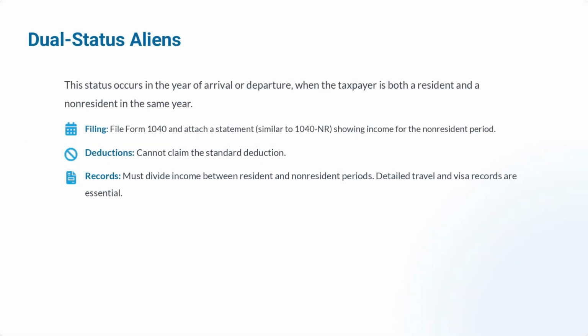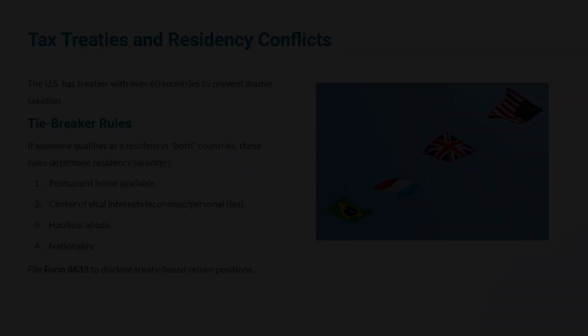Number 5. Dual status aliens. This occurs when an individual is a non-resident for part of the year and a resident for another part of the same year. It often happens in arrival or departure years. Dual status taxpayers must split income between the 2 periods, file Form 1040 with a statement, and cannot claim the standard deduction. They must track travel days carefully. This is a high priority exam topic.